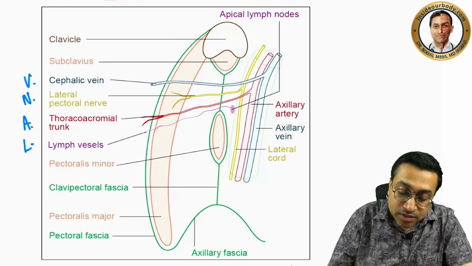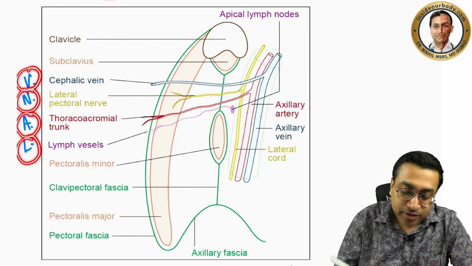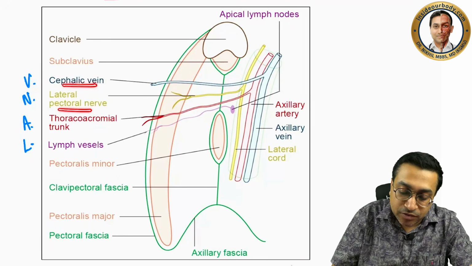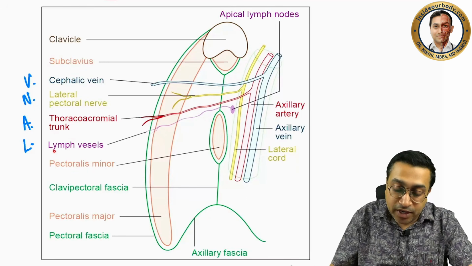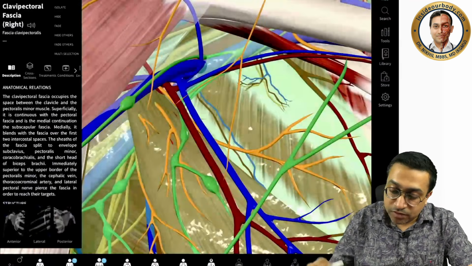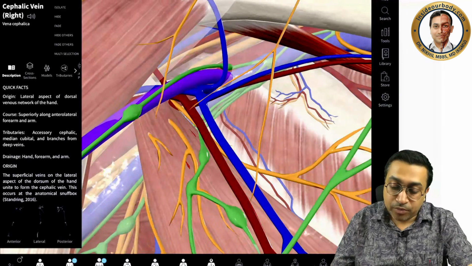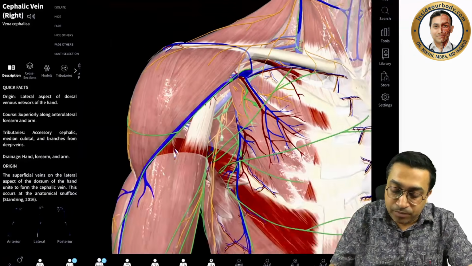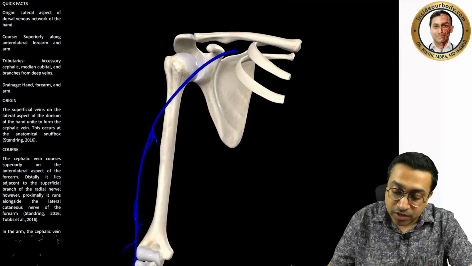So the structures piercing it are the vein, nerve, artery and lymphatics. The vein is the cephalic vein, the nerve is the lateral pectoral nerve, the thoracoacromial trunk is the artery, and the lymph vessels, okay. So you can visualize this in 3D. This vein is very important, this is the cephalic vein.